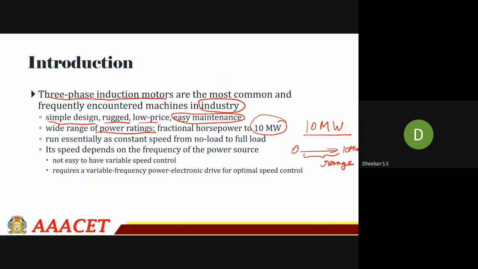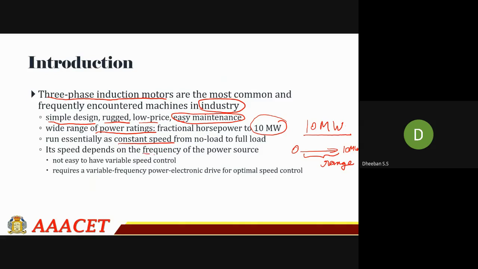It runs essentially as a constant speed motor, similar to the DC shunt motor. If you take an AC machine, the constant speed motor is the induction machine. Its speed depends on the frequency of the power source.